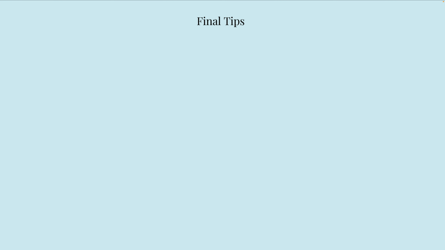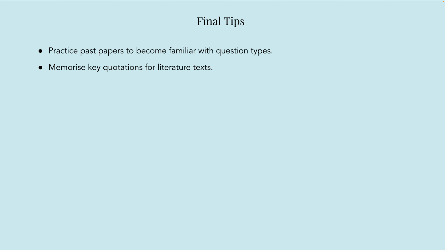So final tips for both language and literature. Practice papers are scientifically proven to be the best way to practice, to prepare for an exam, because you're becoming familiar with the question types. Memorising key quotes for literature texts. Again, I've said this already. Roughly 5 to 10 quotes per main text, and then 2 quotes per poem if you need that sort of marker. Please don't spend hours trying to remember 50 quotes per text. That's too much to remember.